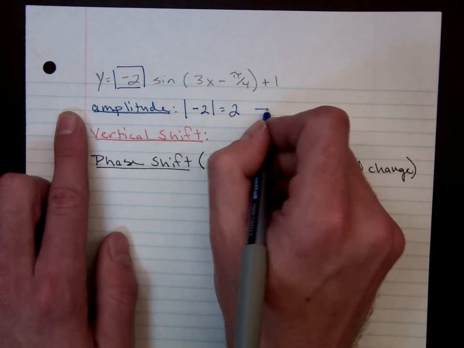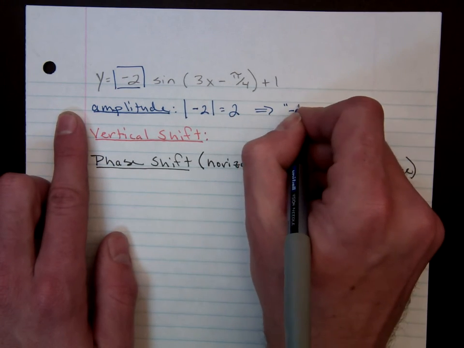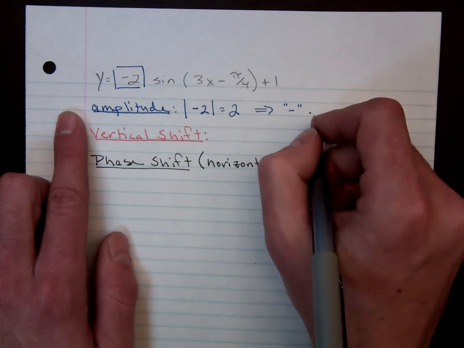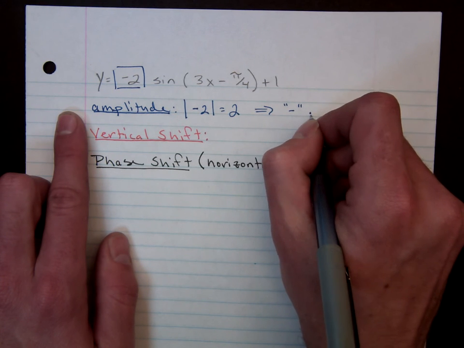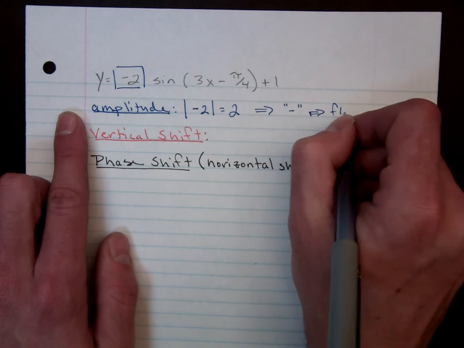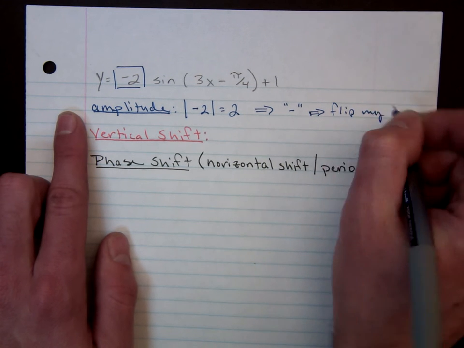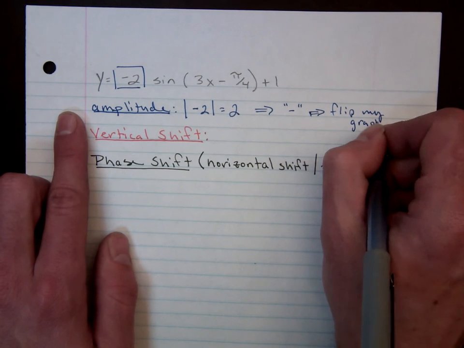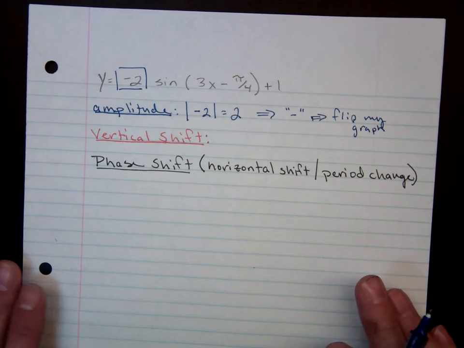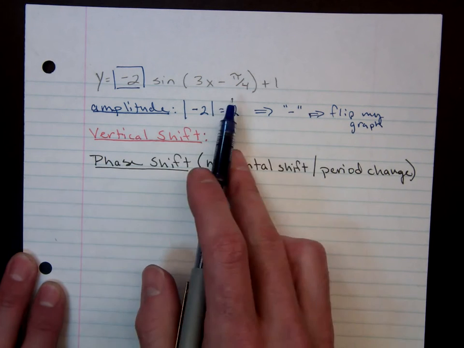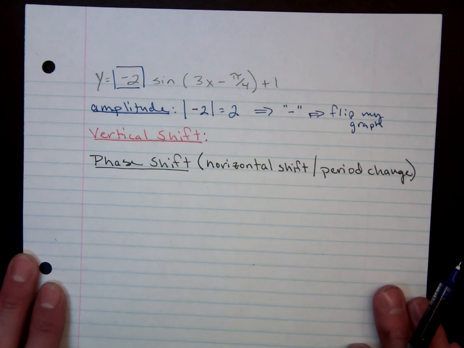But I want to take note that the negative means that we're going to flip. That tells me that I'm going to flip my graph. And I'll get into that a little bit more in a second, but it has to do with the traditional shape of a sine curve.